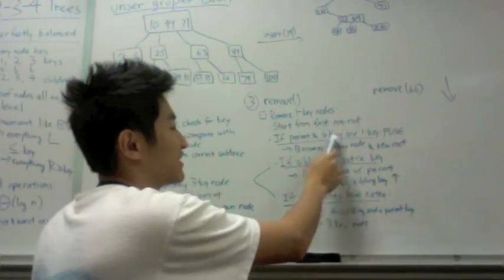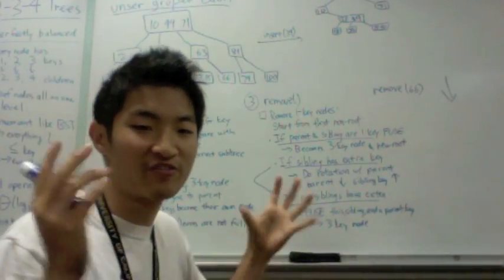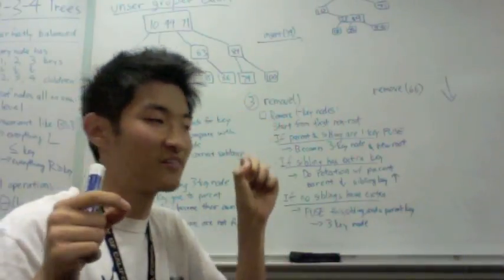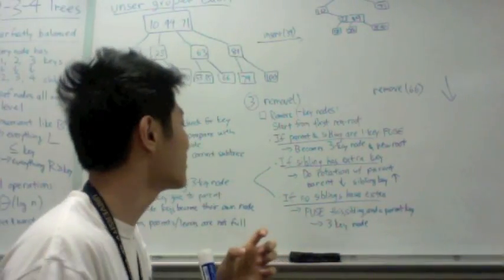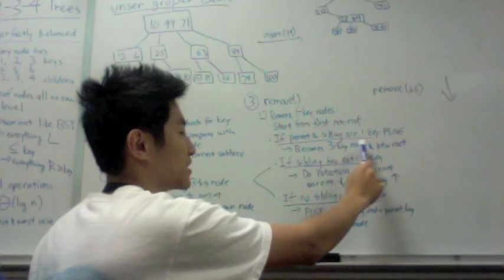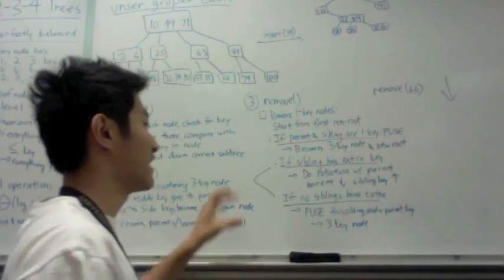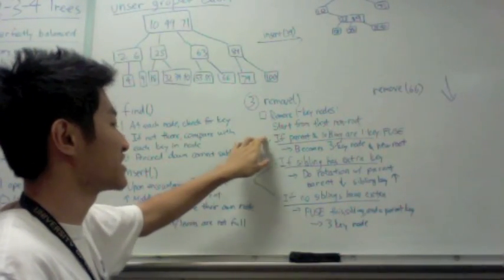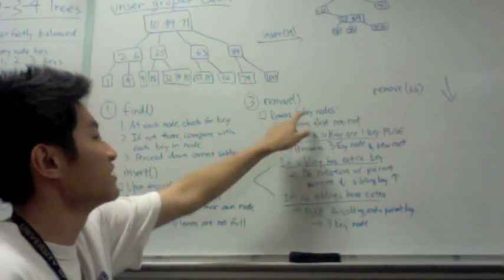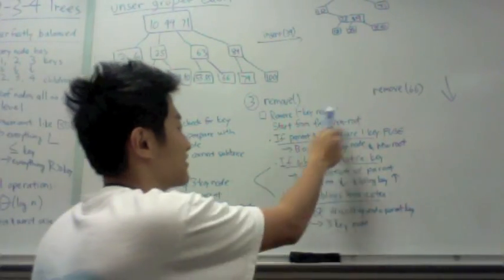If the parent and sibling are 1 key, you want to fuse them together. So fuse the node you're on, the parent, and the sibling into a 3-key node. And that gets rid of the 1-key nodes. And this becomes your new root. Now, once you're done looking at the first step, you'll do one of the 2 latter steps if you encounter a 1-key node.